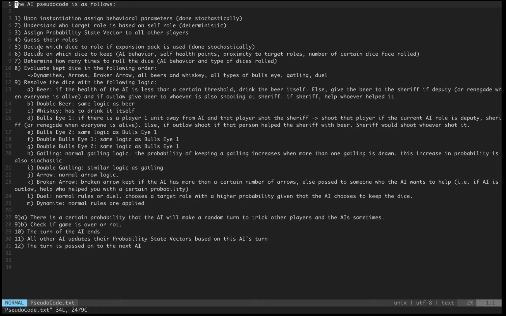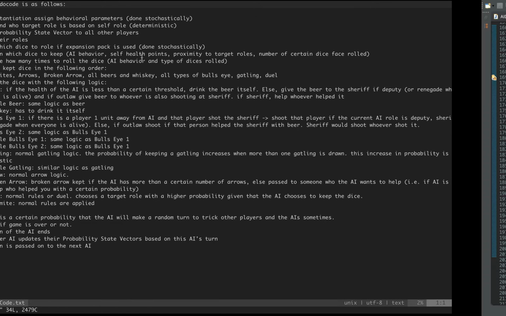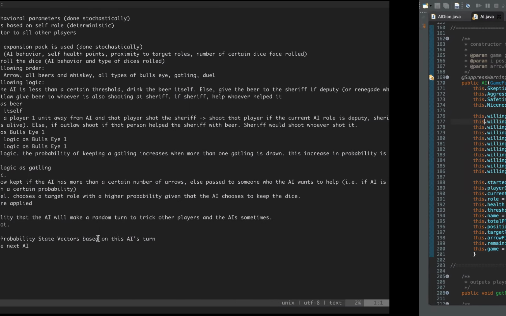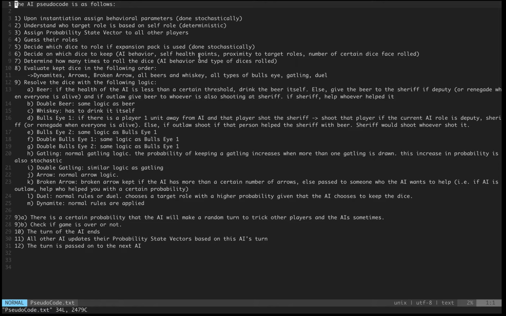Next, the AI decides which dice to roll if the expansion pack is used, and this is also done stochastically. Then it decides on which dice to keep, and this is a function of the AI behavior as programmed by these probabilities, the health points of that AI, the proximity to the target roles of the AI, and the number of certain dice faces rolled.